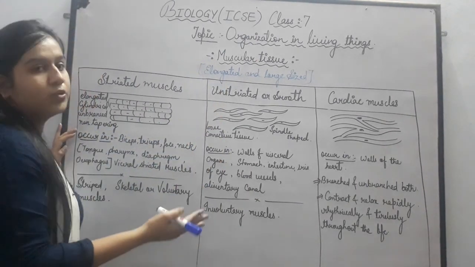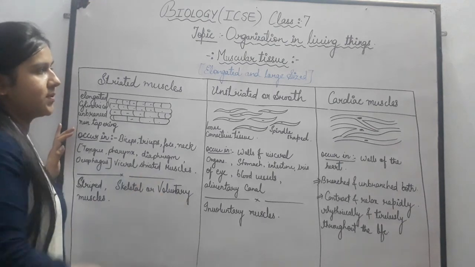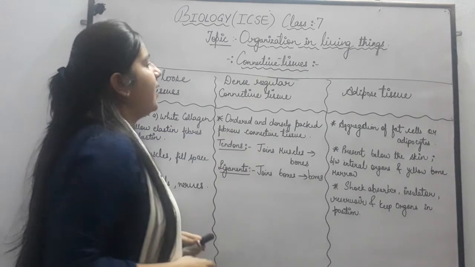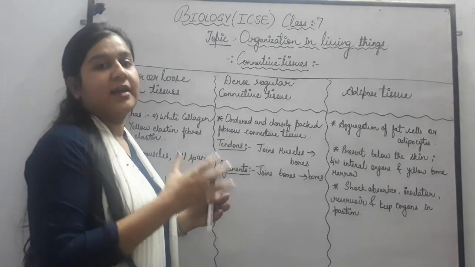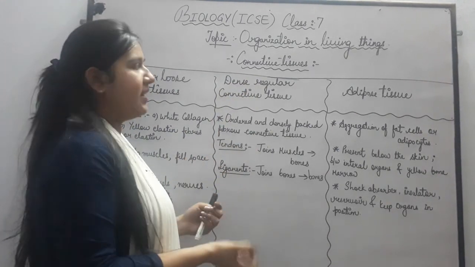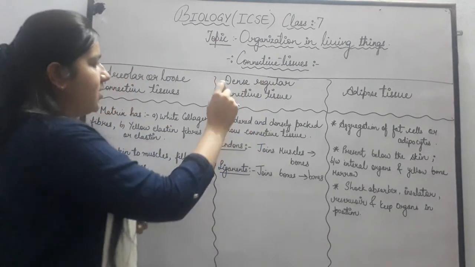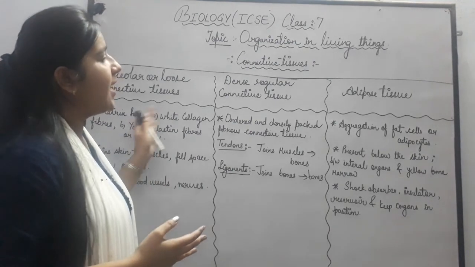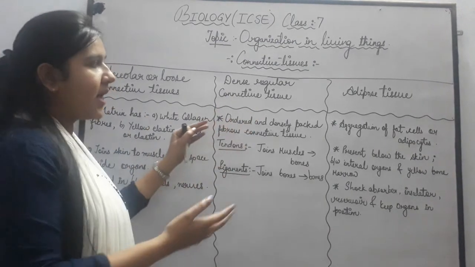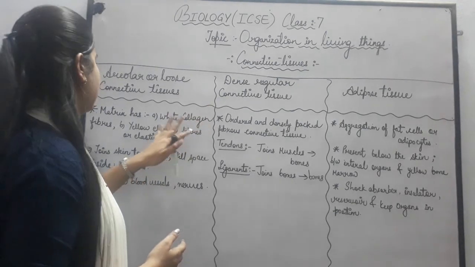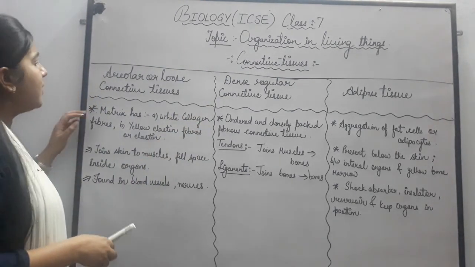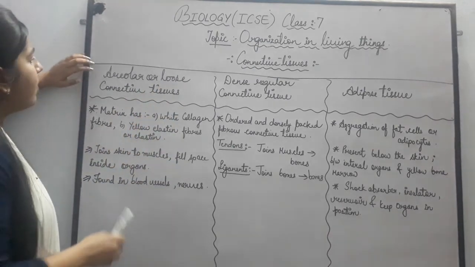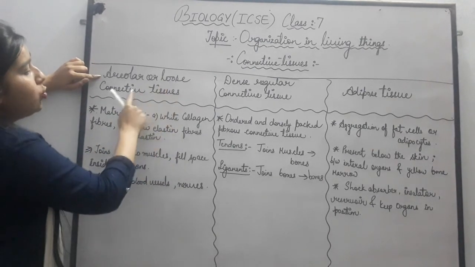Now let us come to the next type of tissues. Connective tissues. From the name we can get that connective means something that connects. The tissues under connective tissues are mainly of 5 types. Here I have written 3 types. Next I will write the next 2 types. First one, we will see the areolar or loose connective tissues. From the name we can get that these are loose connective tissues.